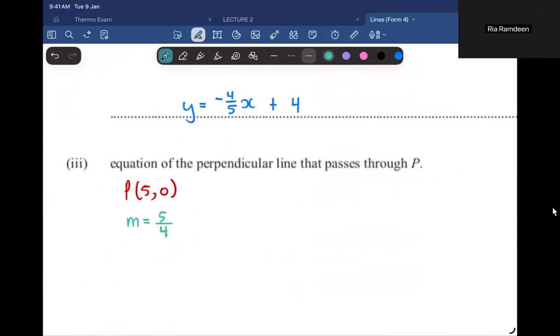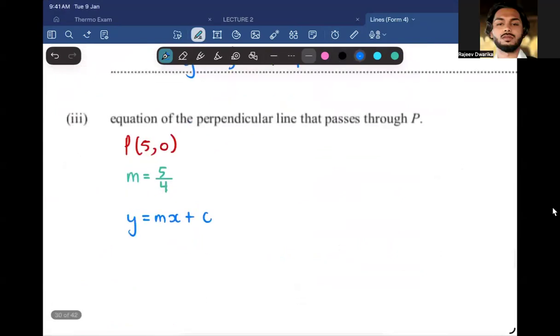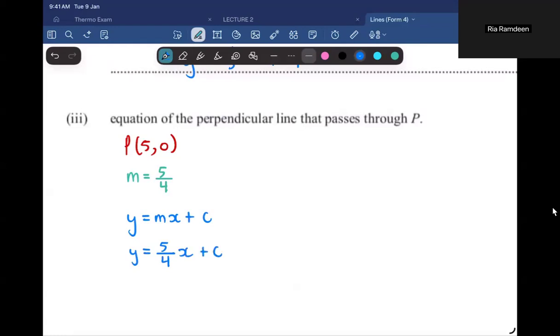Okay, so I'm going to write the equation of a line now: y equals mx plus c. And I'm going to plug in everything I have so far, and I want you to tell me what's missing. What do we still have to find? The intercept. Do you remember how you find the intercept given a point and a gradient already?